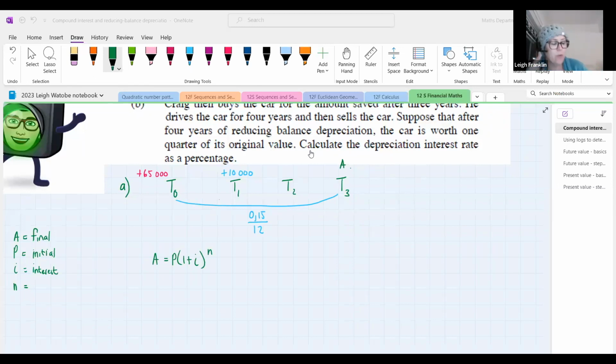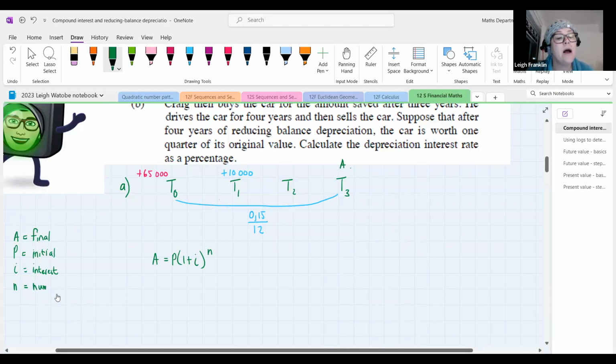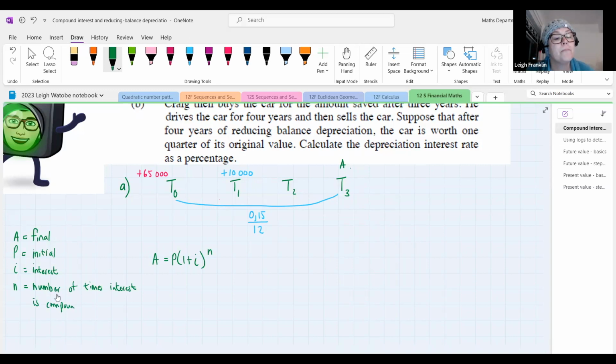But remember, when we go into grade 11, they change the frequency of how often the interest is compounded. So n is not the number of years, it is the number of times the interest is compounded in the period.